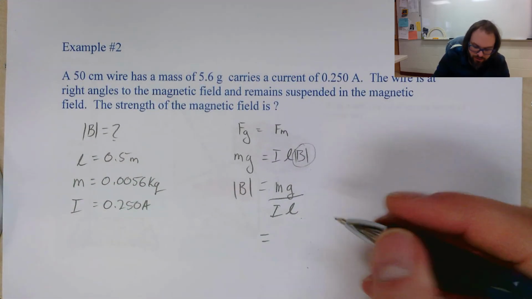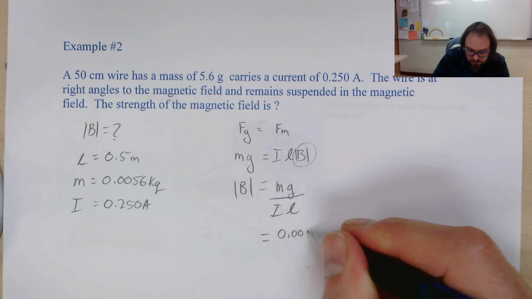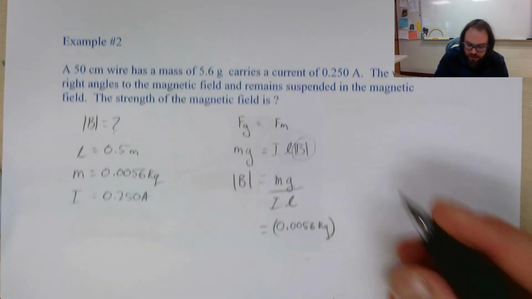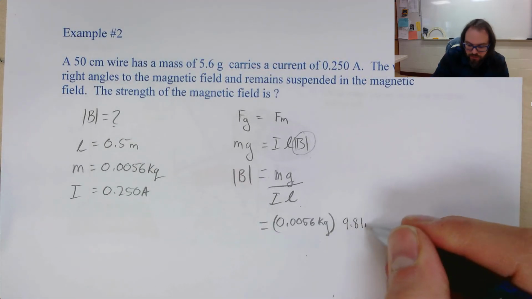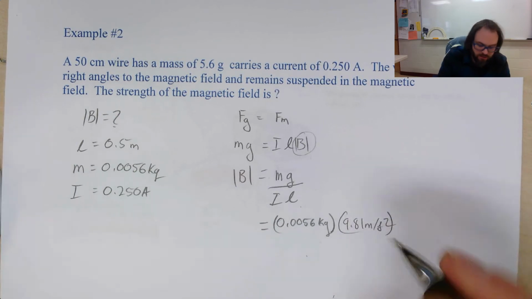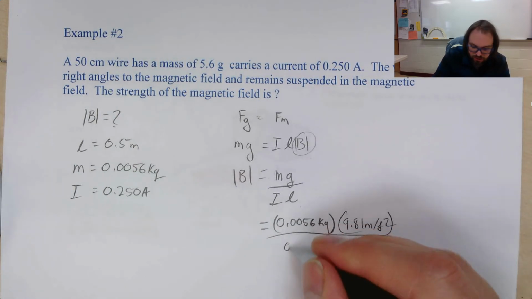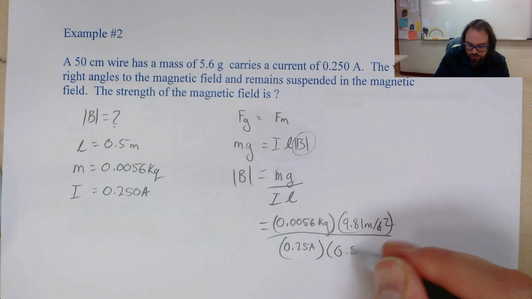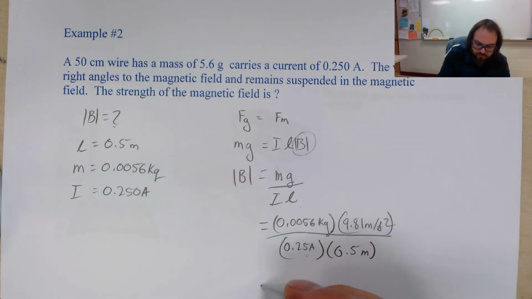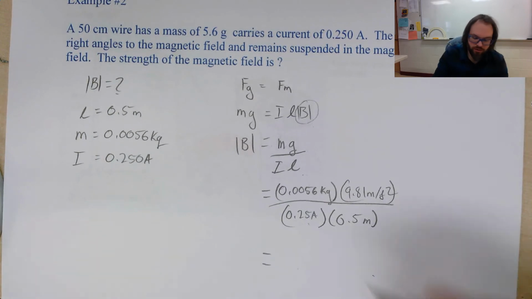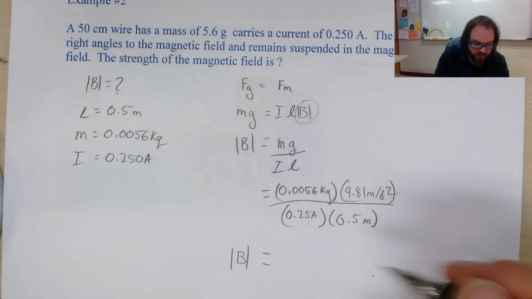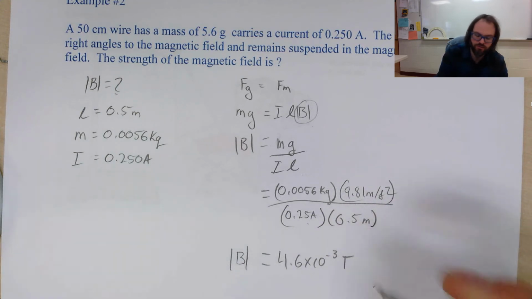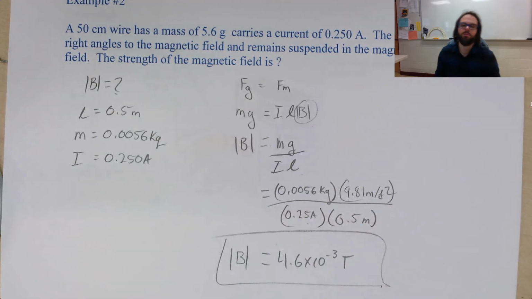All right, so I plug this in. I'm going to end up getting 0.0056 kilograms multiplied by 9.81 meters per second squared, all divided by 0.25 amps multiplied by 0.5 meters. Now when I calculate that all, my magnetic field is going to be equal to 4.6 times 10 to the negative 3 Teslas. And that is what's keeping it up.